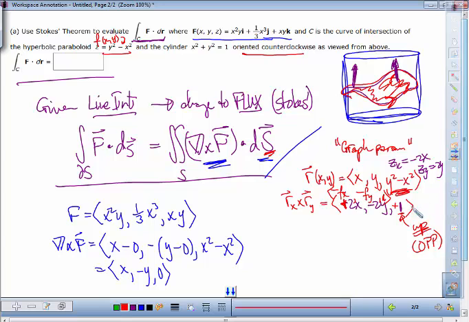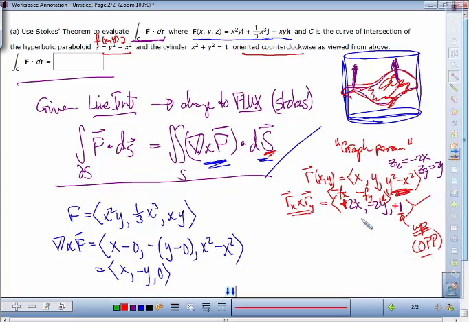So when you get your normal vector, your dS vector, that's essentially your normal vector. That's when we can figure out whether our orientation was in the correct direction. Okay, so we'll keep this orientation.